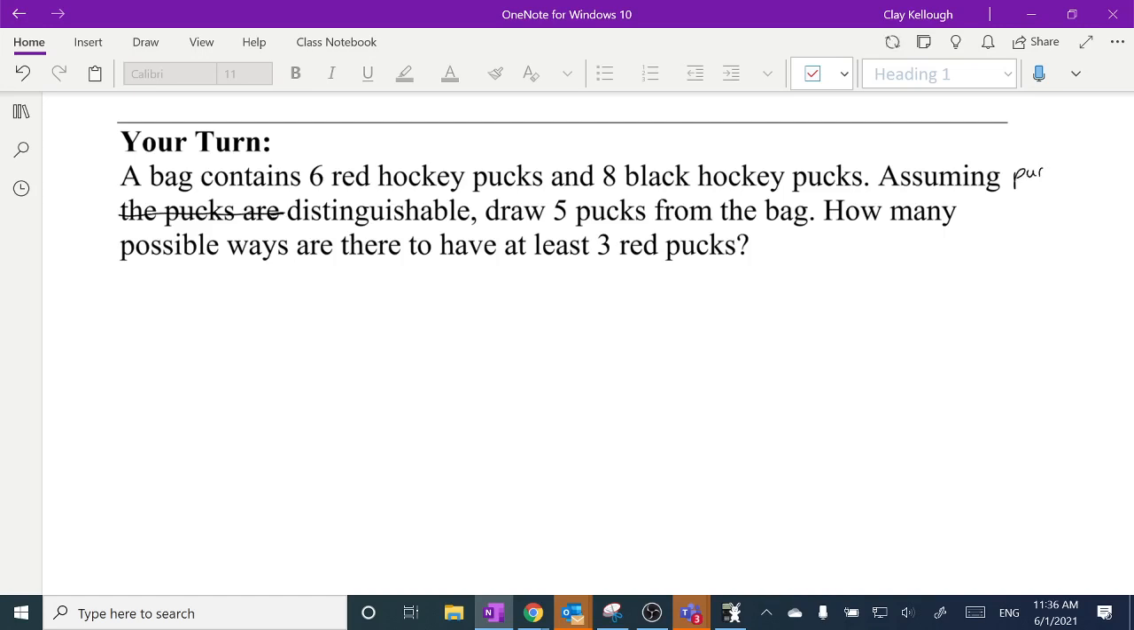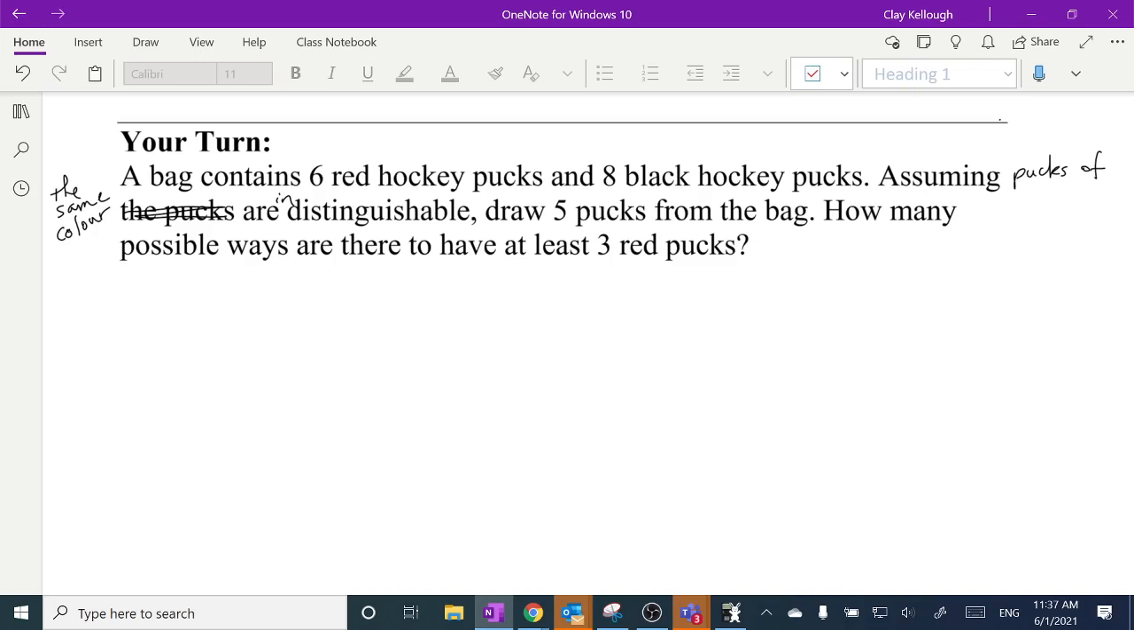Assuming pucks of the same color are indistinguishable, in other words, a black puck is a black puck, a red puck is a red puck. They're trying to tell you by saying they're indistinguishable that it doesn't matter which one you pick, and it doesn't matter what order. It's not like I'll arrange them when I get them out of here.